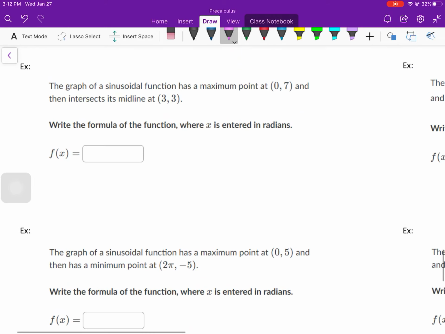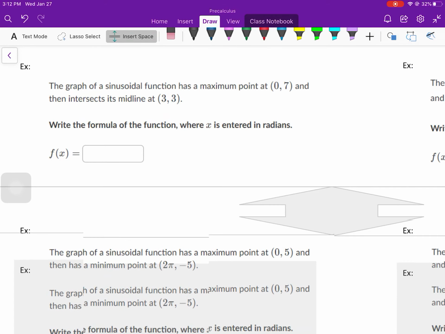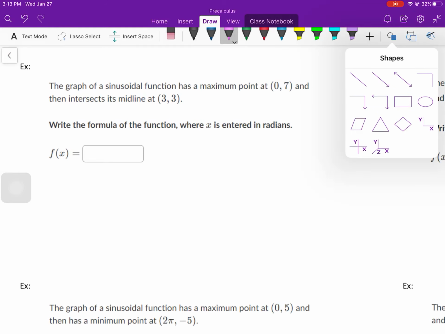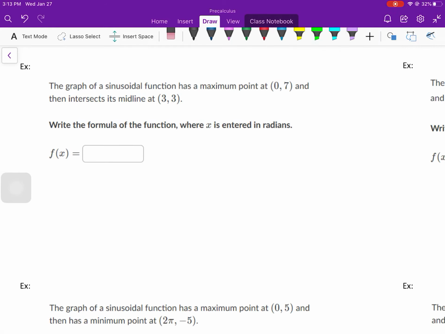Let's do another one. This time we're starting with the max and then the midline. So that's going to be cosine. Positive cosine because it starts at the max. You notice because we're starting at the maximum, that tells us we're using cosine.